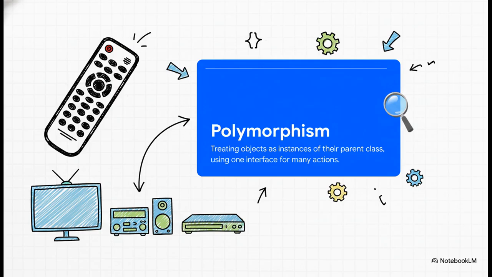Polymorphism. Yeah, another big word, but the concept is actually pretty straightforward. It literally means many forms. Think about a start engine button. On a gas car, it starts a gasoline engine. On an electric car, it starts an electric motor. The action, start engine, is the same, but what actually happens is different depending on the object. That's polymorphism. It makes your code super flexible.